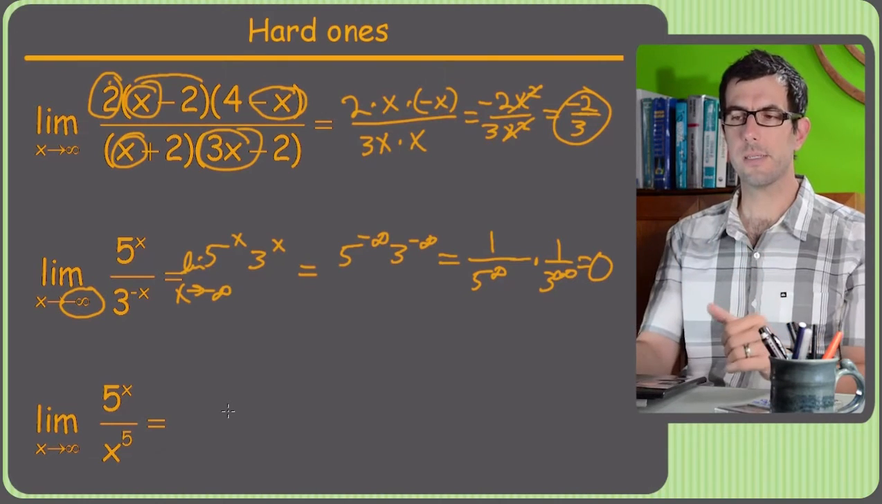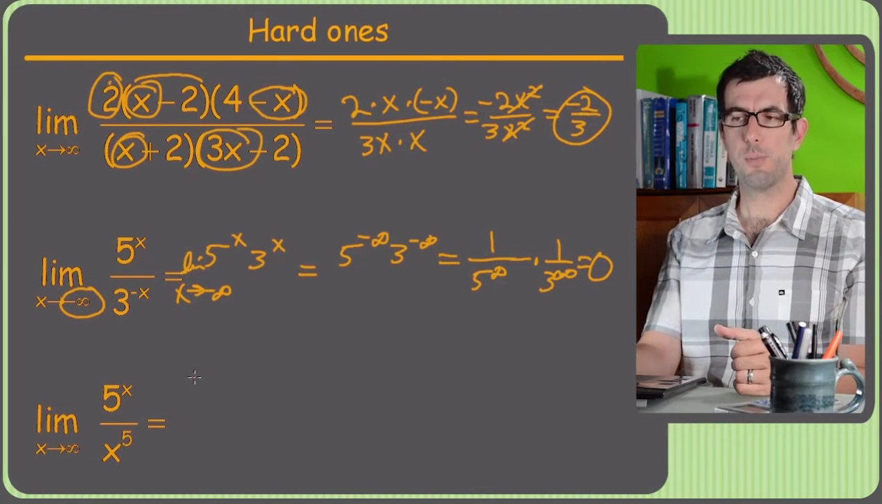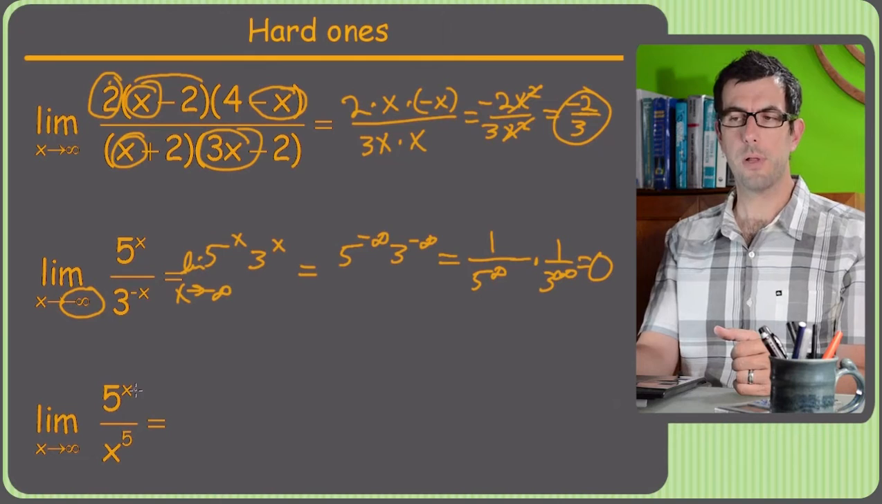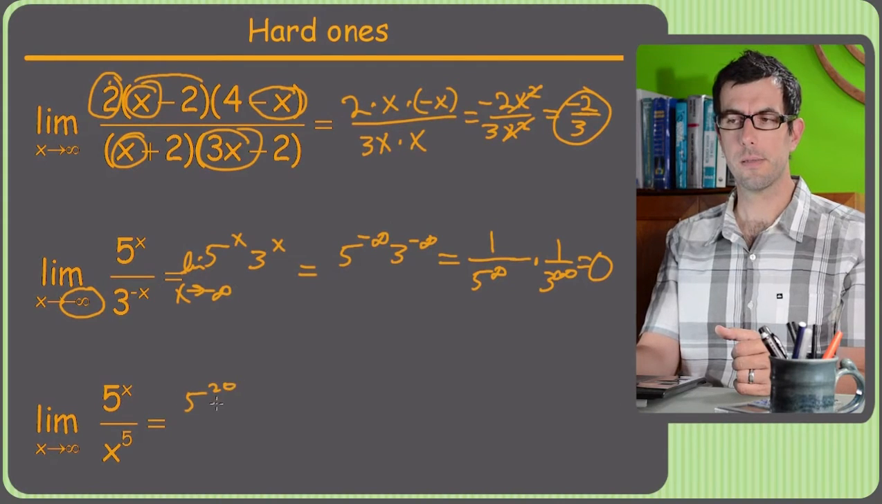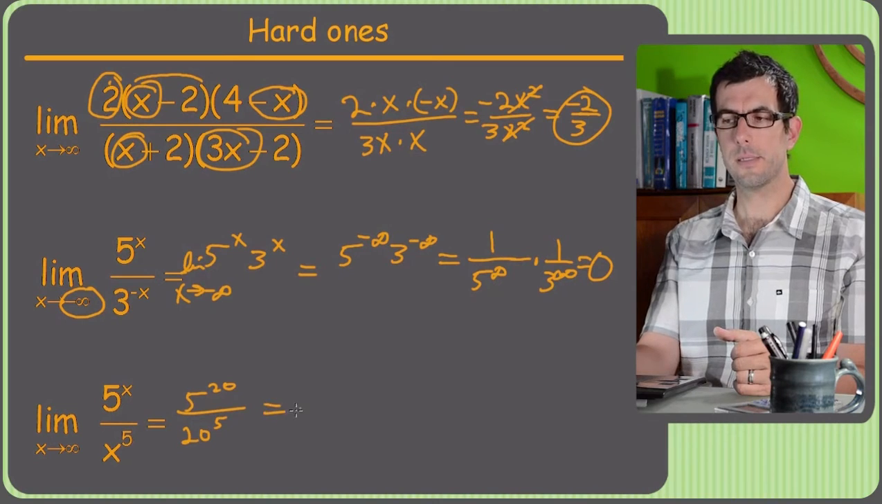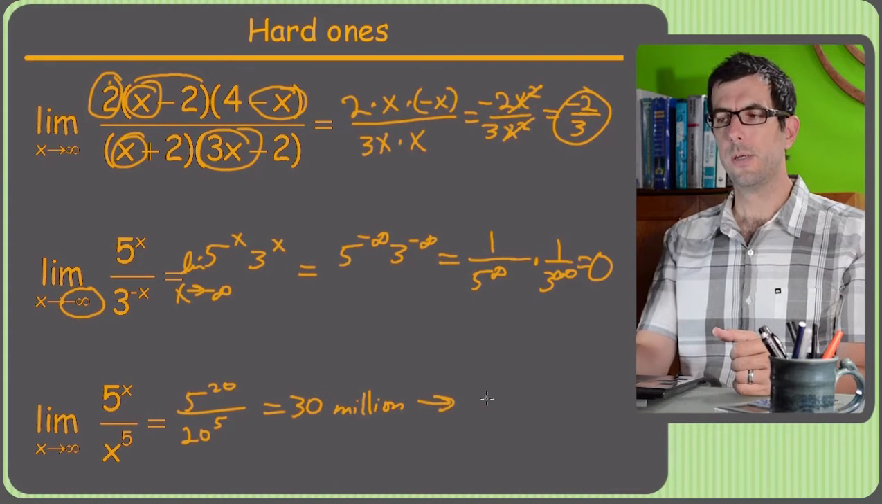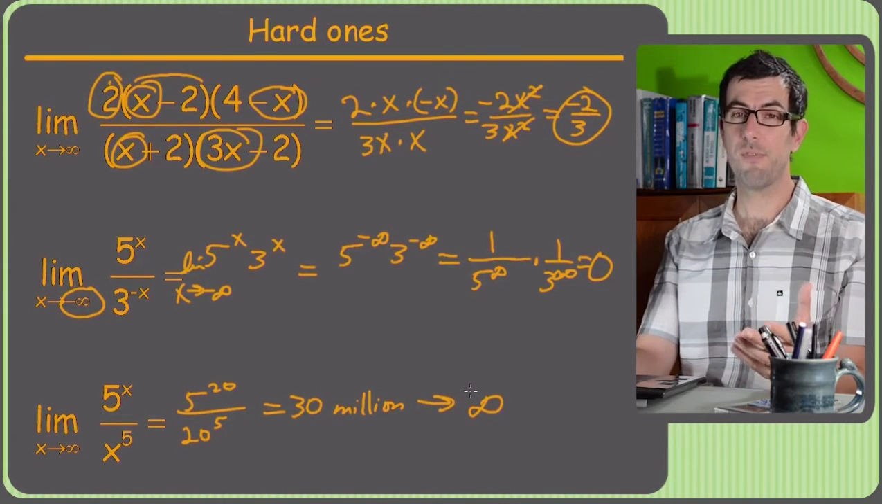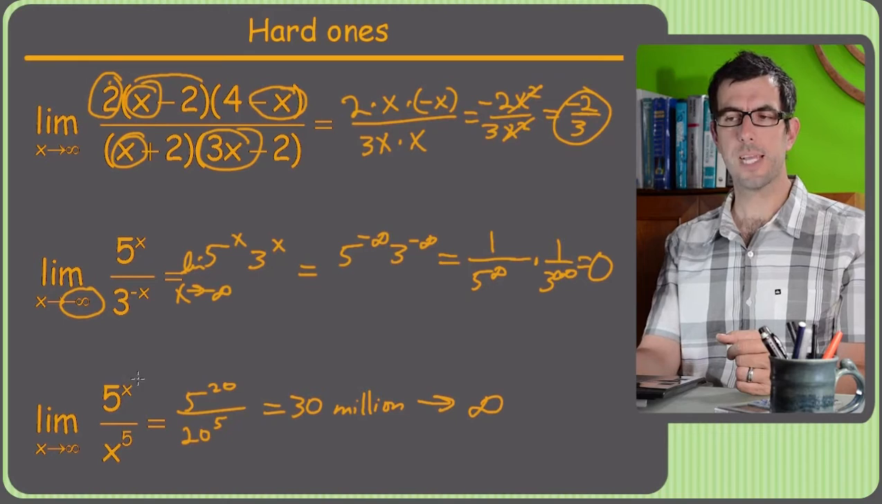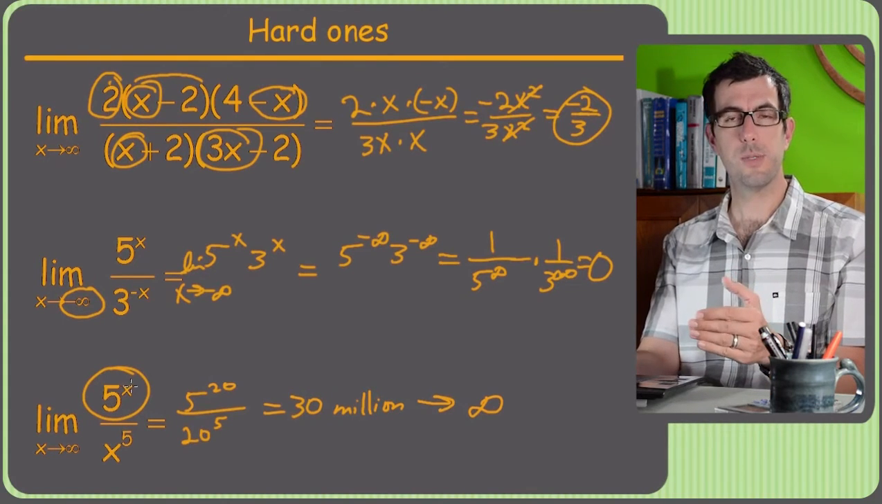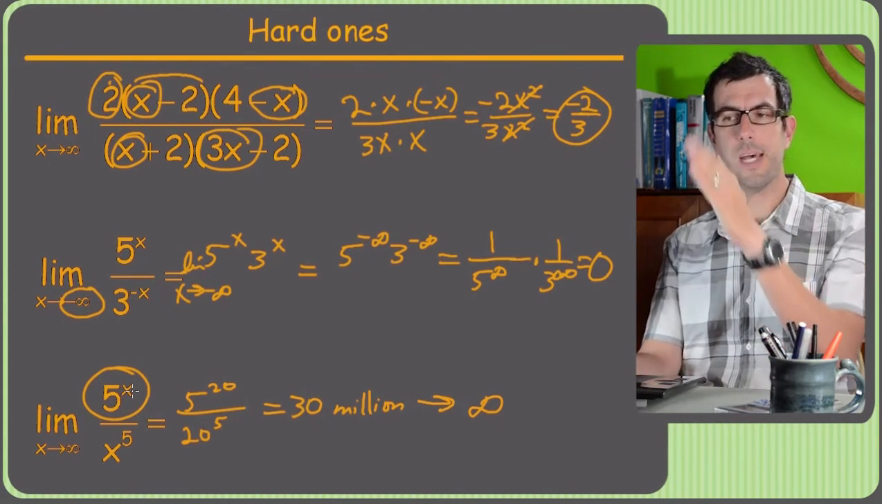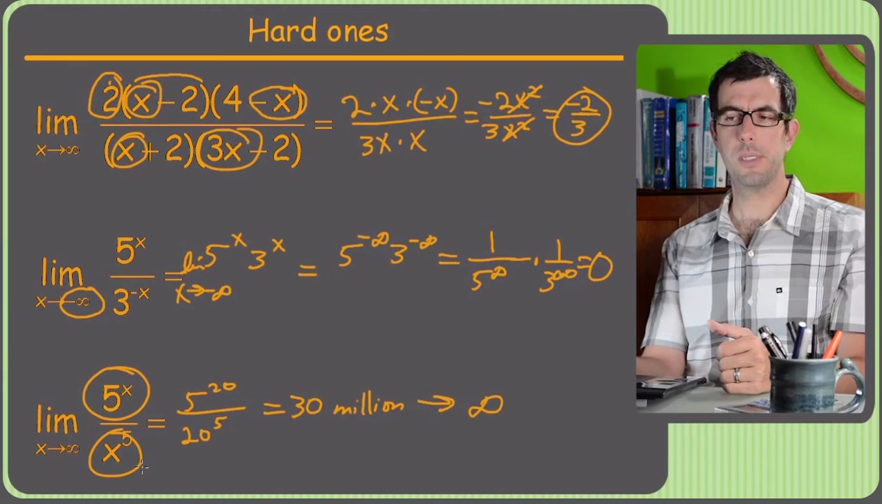It grows really fast. So what I tried doing was plugging in 20. So when you plug in 20 for x, what you get is 30 million. So obviously we're well on our way to building towards positive infinity. So it just turns out that exponentials, that is a number raised to an x, grow a lot faster than a polynomial type deal like x to the fifth.